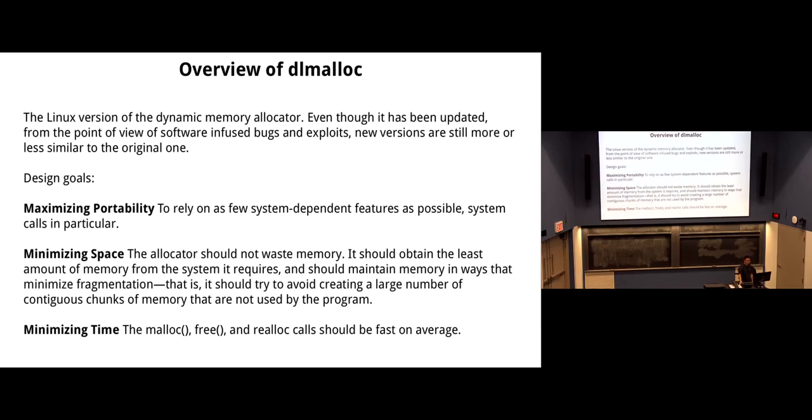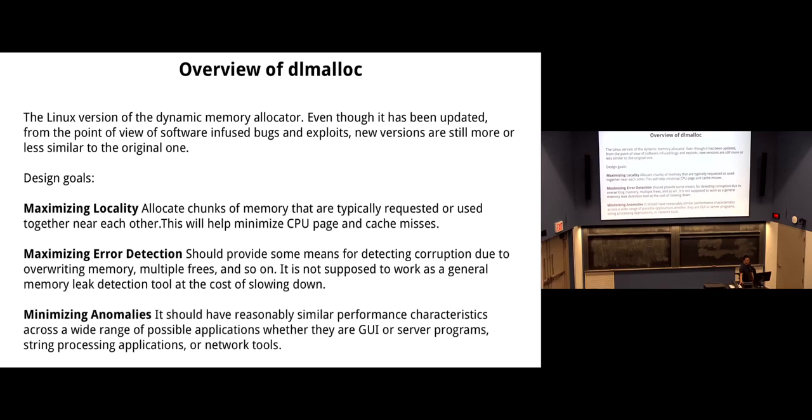The next goal is minimizing space. The allocator should not waste too much memory, and it should not generate too many fragments. Also, it should be super fast. For Linux, performance is always one of the most important criteria. Also, maximizing locality. Different allocated memory chunks are usually near each other. This can help the CPU and the cache make things faster. We will talk about cache, I think two weeks later, and about how the CPU works and why putting things together will make your program run faster.